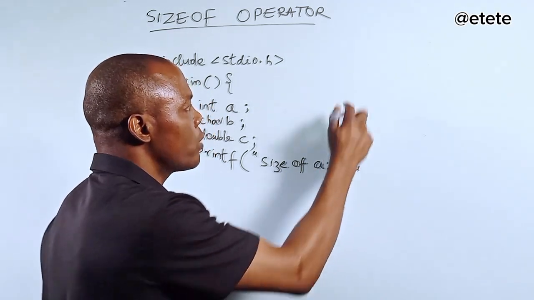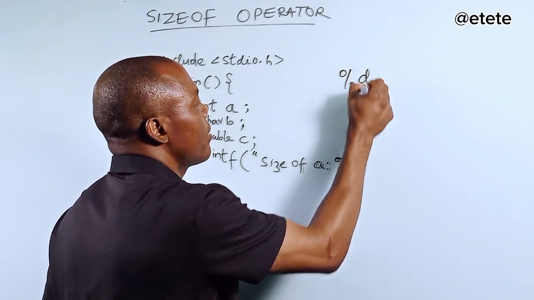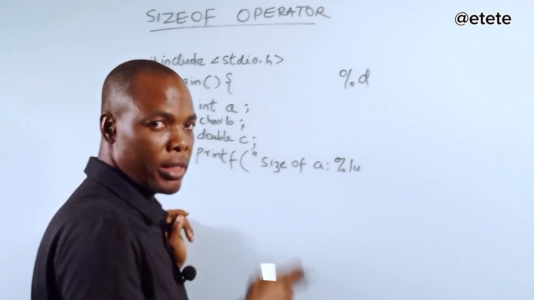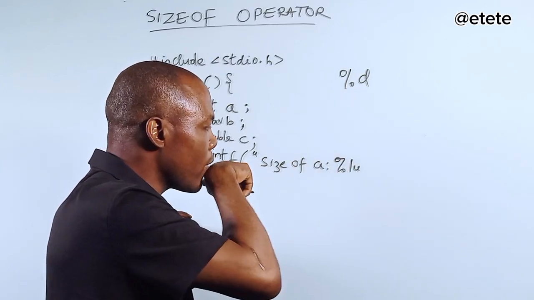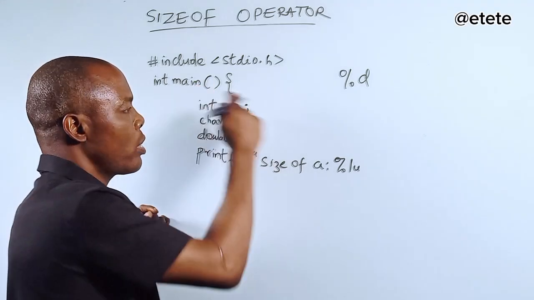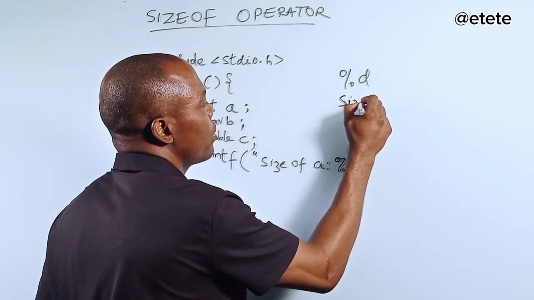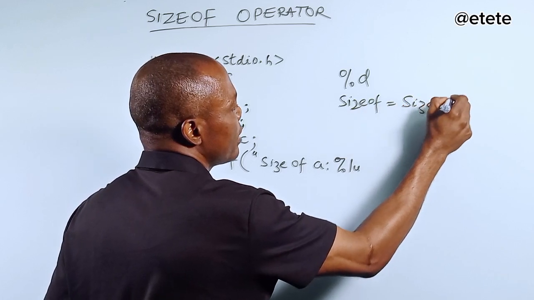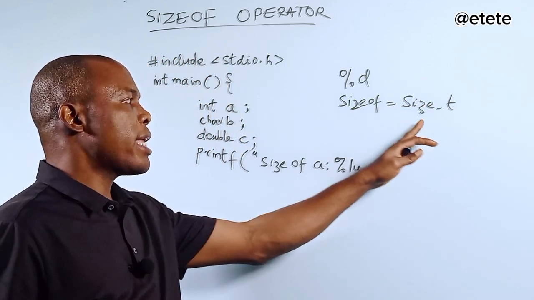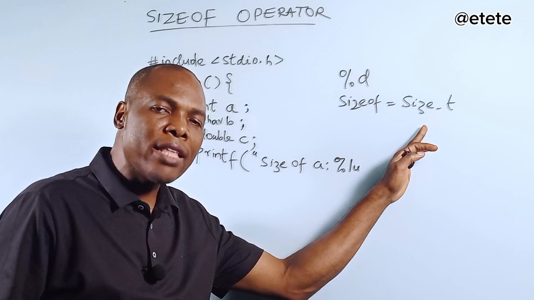Why am I using this? Why am I not using %d? The reason I'm not using this is because the sizeof operator is going to return size_t, which is a data type that is in the unsigned realm of integer.